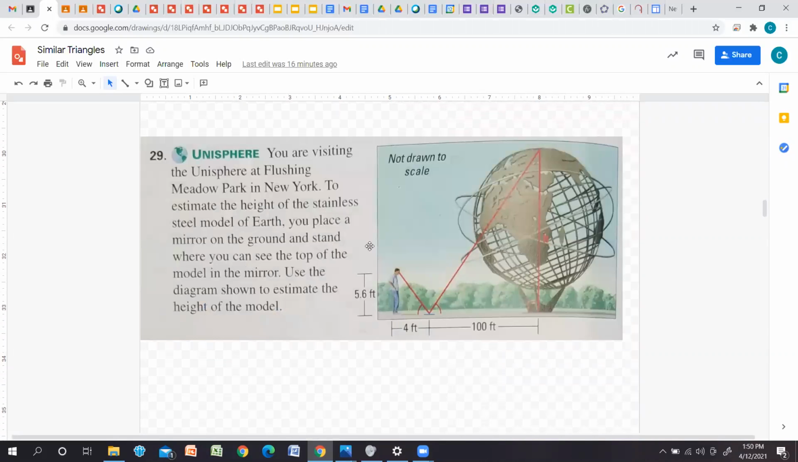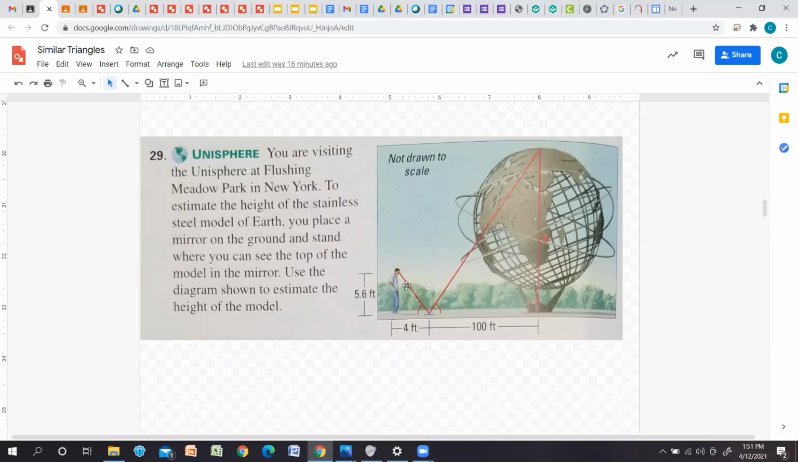Then we have this problem about the Unisphere in Flushing Meadow Park in New York. Yeah, I've actually been there and it's very impressive. They have this big globe and it's very neat, and it's a very nice park out there.